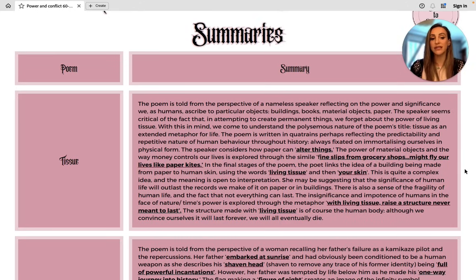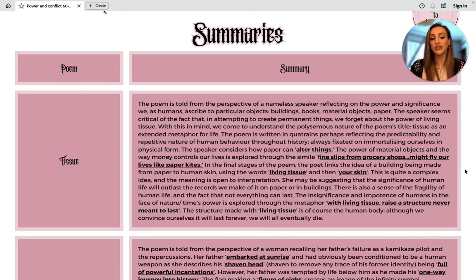The poem is written in quatrains, perhaps reflecting the predictability and repetitive nature of human behaviour throughout history, always fixated on immortalising ourselves in physical form. The speaker considers how paper can alter things. The power of material objects and the way money controls our lives is explored through the simile "fine slips from grocery shops might fly our lives like paper kites".